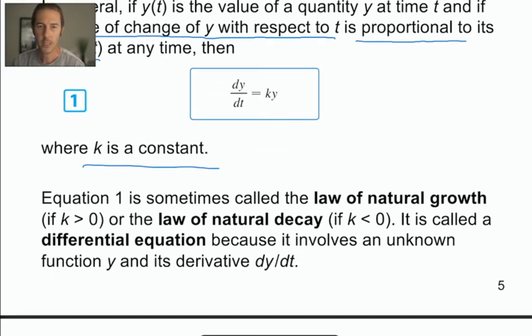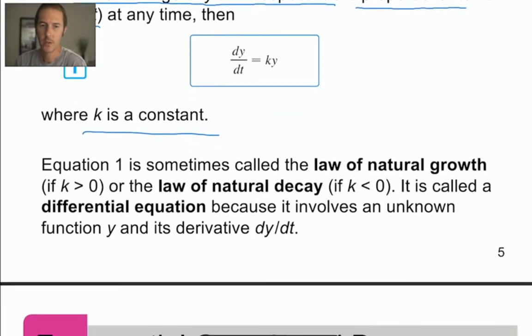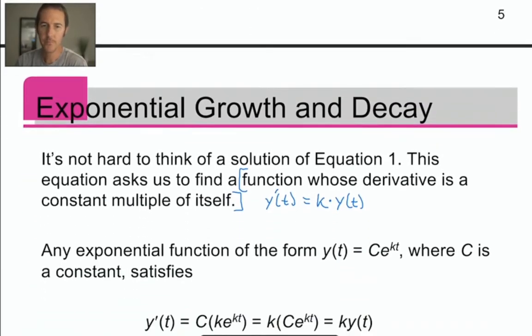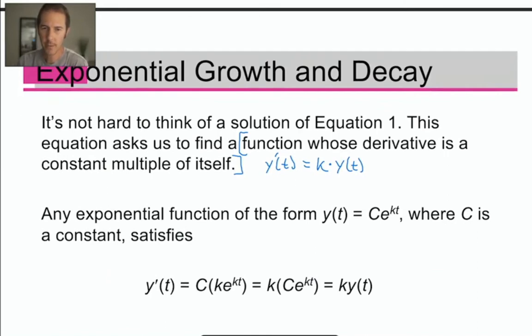When we're talking about populations, often we're talking about growth. When we're talking about carbon dating something, for example, we're talking about decay. In the case of growth, our k value, our constant, is going to be positive or larger than 0. With decay, our k value will be less than 0. So again, what we have here is a function, y, whose derivative is proportional to the function itself. It's a constant multiple of itself.